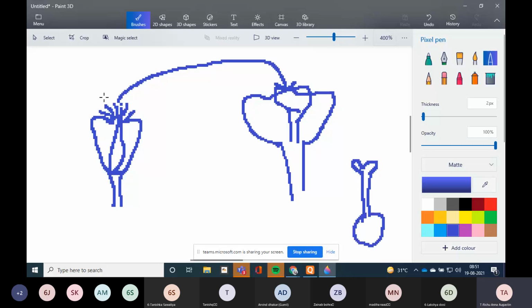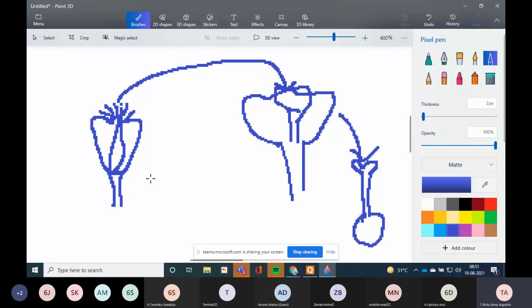So this anther has pollen grains. The pollen grains from the anther of this one flower will go to the stigma of another flower. The stigma is the female part. So that means the male part is reaching the female part so that they can fuse together. This process is known as pollination. Is it clear? From the male part, the pollen grains from the anther go to the female part, the stigma. So how can we define pollination? Transfer of pollen grains from the anther to the stigma of a flower is called pollination.